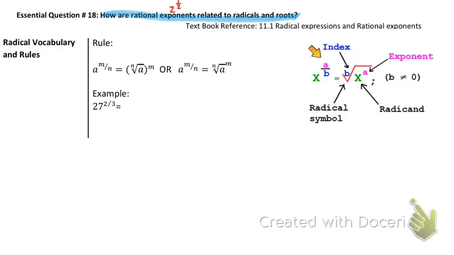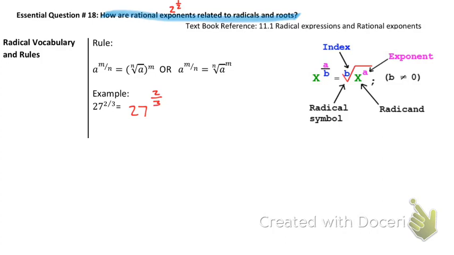There are some vocabulary words you have to become familiar with, but just understand we can convert a problem that looks like this and turn it into a root problem, or we could take a root problem or radical problem and turn it into an exponent problem. So let's look at this example here. We have 27 raised to the 2/3 power. So it's 27 to the 2/3 power.